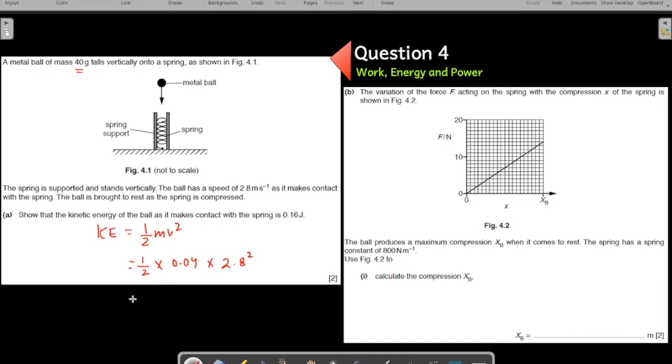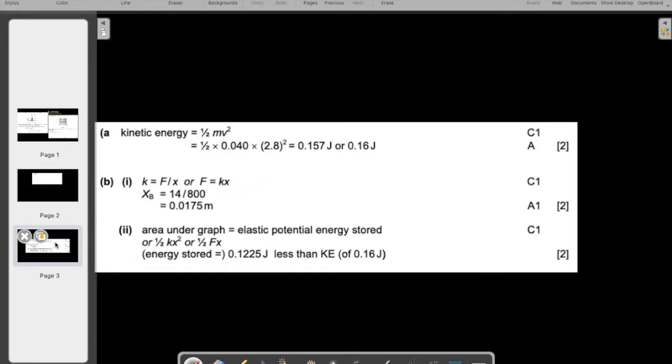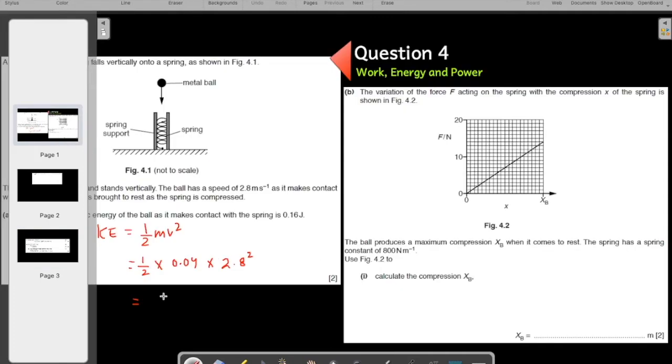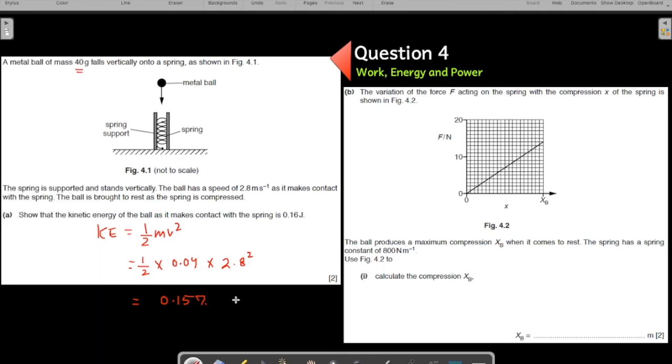Now it is time for you to take out your calculators. Work it out on your calculator. Pause the screen here for a moment and see if you're getting the same answer. All the things are the same, so your answer should be 0.157. What should be the unit? Unit is not given in this question. Do not forget the unit, otherwise you lose marks. Joules. Why? Because kinetic energy is energy and the unit for energy is joules.